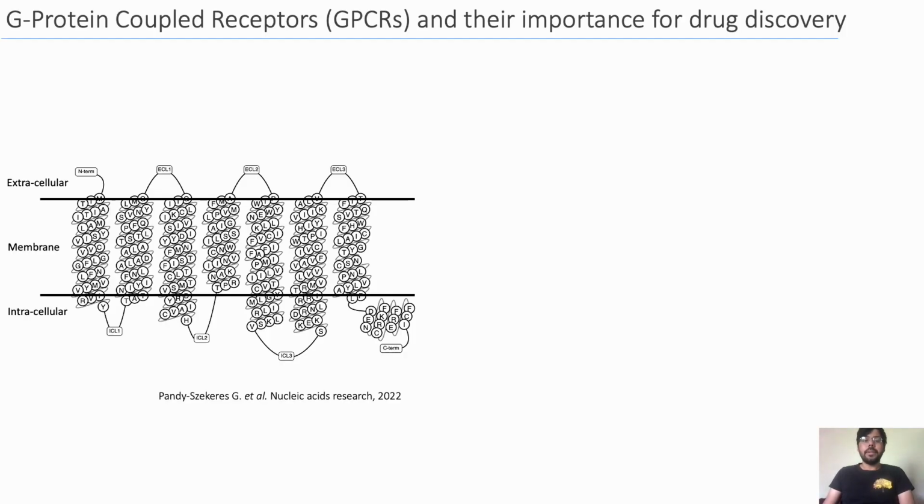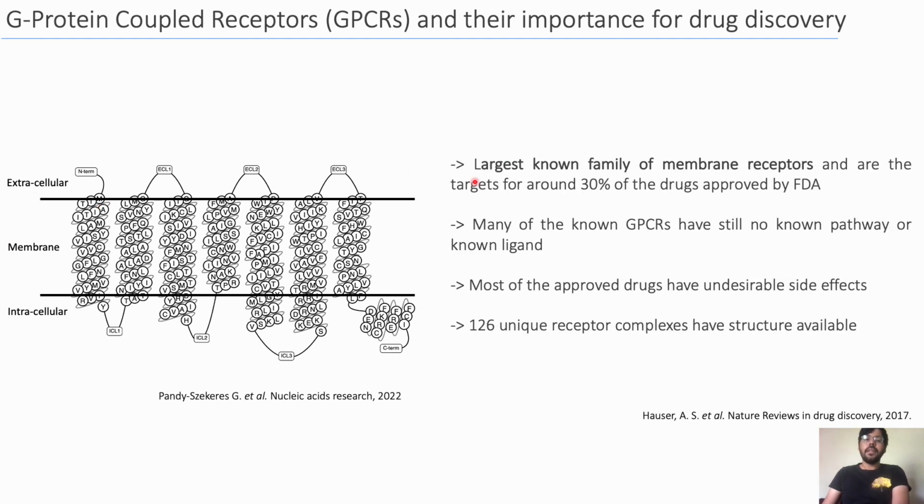G-protein coupled receptors are membrane receptors, and they are very important for drug discovery. They have 7 transmembrane domains connected by loops, with a C-terminal that is intracellular and an N-terminal that is extracellular. They are the largest known family of membrane receptors, and around 30% of all drugs approved by the FDA have a GPCR as a target.